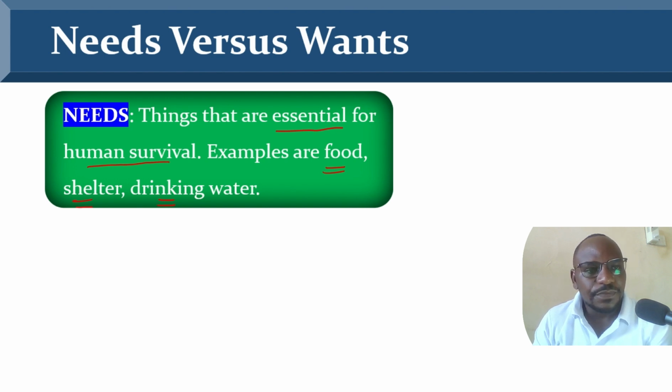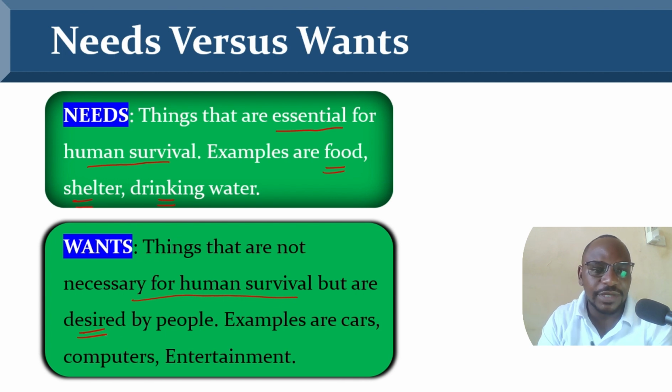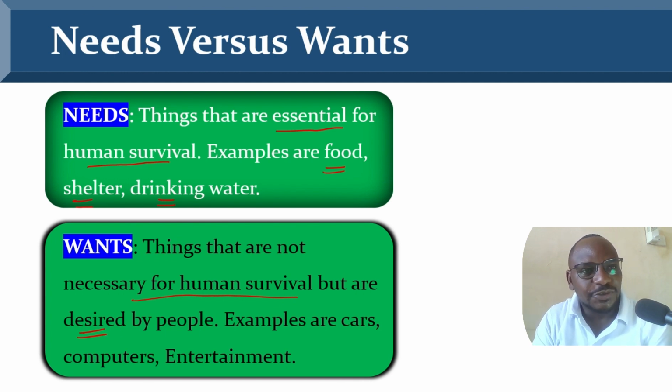And when we come to the other side, wants, these are not necessary for human survival, but they are desired. This desire is what makes economics make sense. People will always desire to have more wants, to have more things. For example, everybody desires to have a car, a computer, a smartphone, an entertainment system. You want some good life, not just a basic life. So human beings are said to be rational. In short, you keep on needing more at the lowest cost possible, of course.